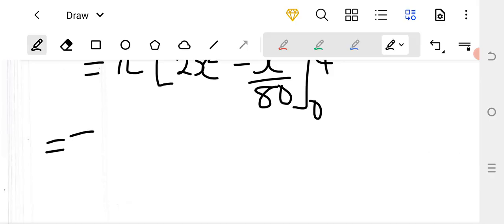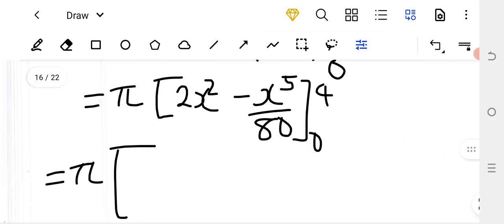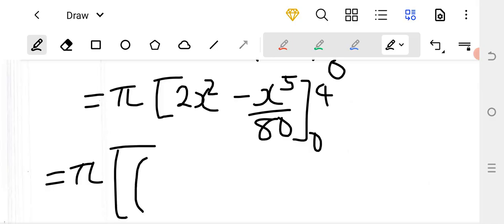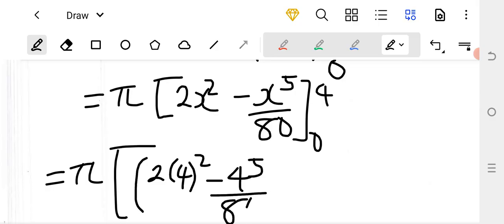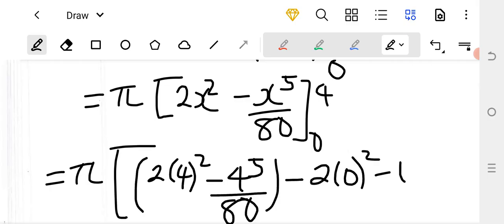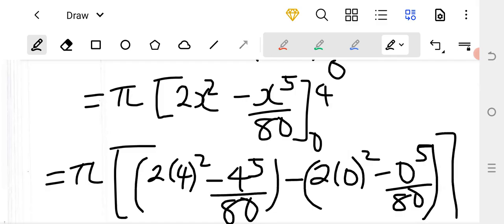It's going to be equal to pi multiplied by, here we substitute 4, 2 multiplied by 4 squared minus 4 to the power 5, we divide by 80. Let me just confirm, 16 times 5 is what? Yes, it is actually 80. Then you're going to say minus 2 multiplied by 0. So we're substituting the 0 now, minus 0 to the power 5 over 80, like that.